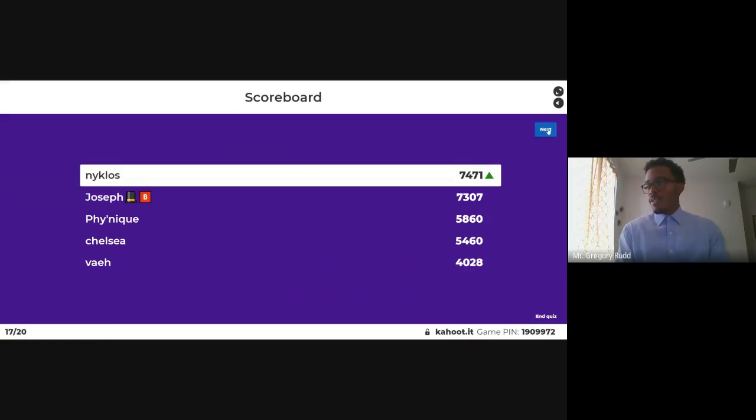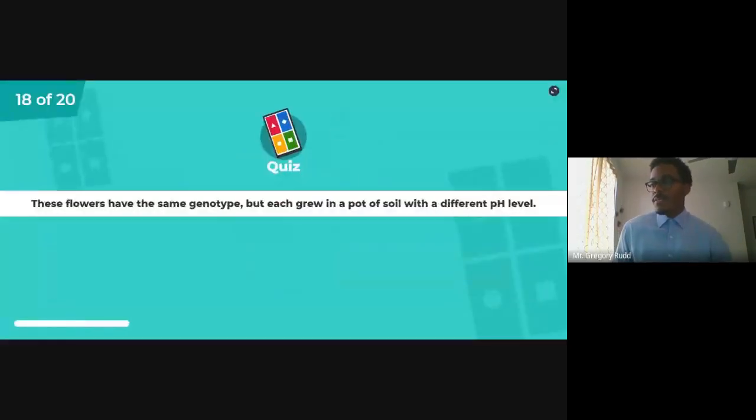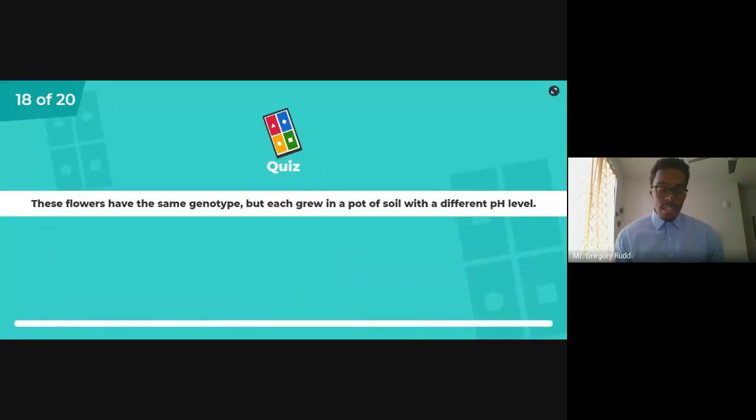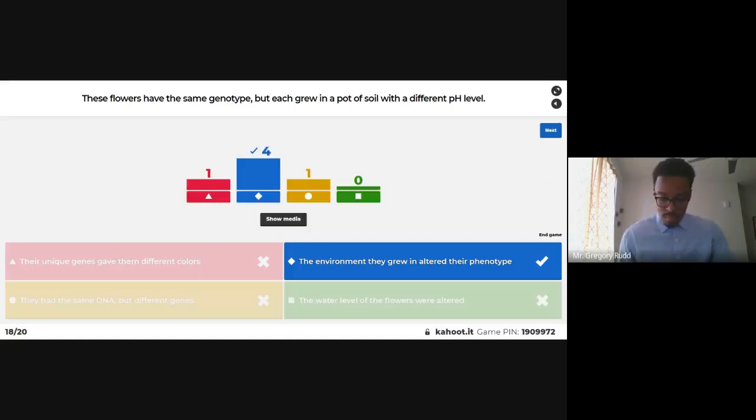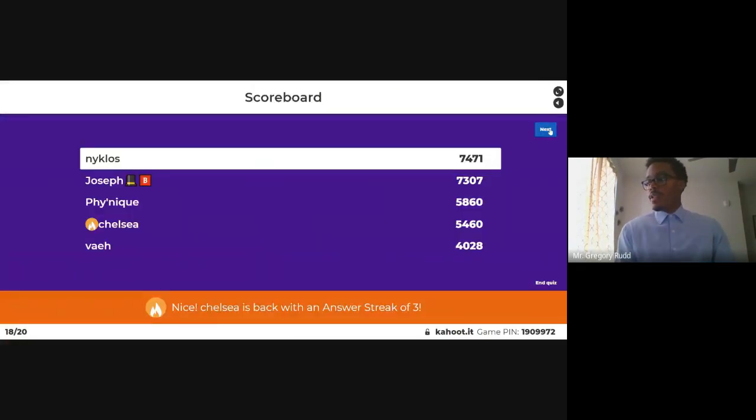Okay, Joseph, you still have three questions to come back. These flowers have the same genotype, but each grew up in a pot of soil with a different pH level. Good job. So their environment is ultimately what altered their phenotype. And Chelsea, you've jumped into third place. Big jump from Joseph right there.